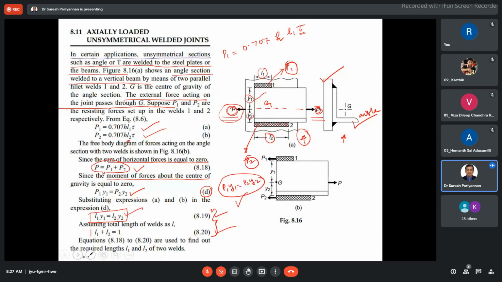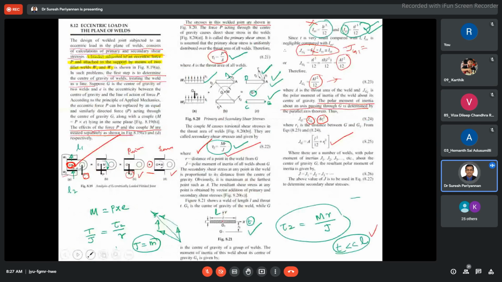That's what we discussed. Later we discussed the eccentric load in the plane of welds.